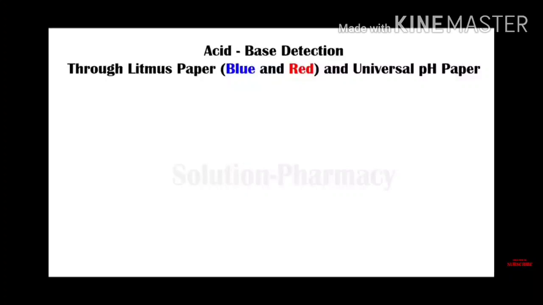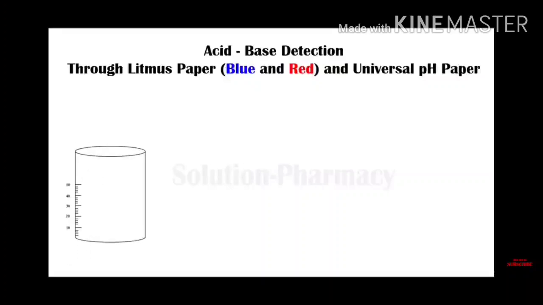Our next experiment today is the indicator action. We are going to use indicator in strip form. This is called the litmus paper. They are basically of two types, blue and red. These are common acid base indicators. They change color when added to acid or base. We are going to discuss indicators in detail in the next video, but this is a virtual lab. So here we are going to discuss only the litmus paper action on the acidic solution and the basic solution.